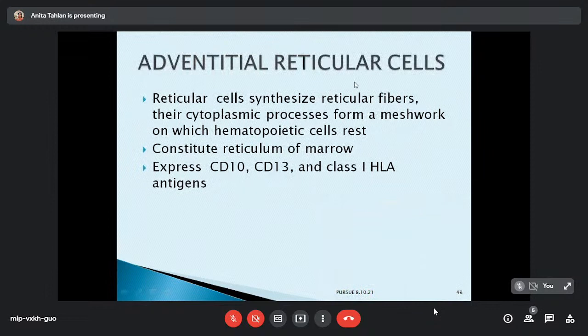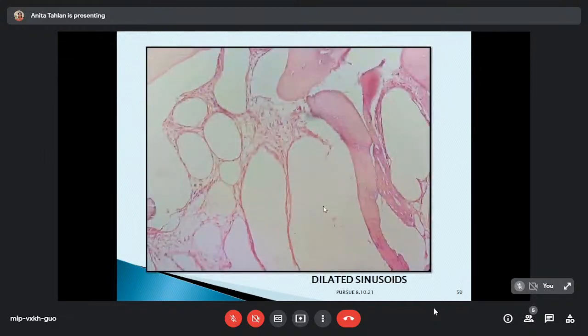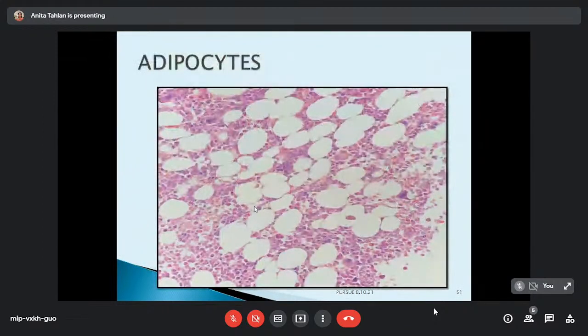Adventitial reticular cells, which are on the abluminal side, synthesize the reticular fibers. Their cytoplasmic processes form a meshwork, and they constitute the reticulum of the marrow, and they express CD10, CD13, and class 1 antigens. In disease states, especially in myelofibrosis, the vascular architecture gets disturbed, and you can see dilated sinusoids.